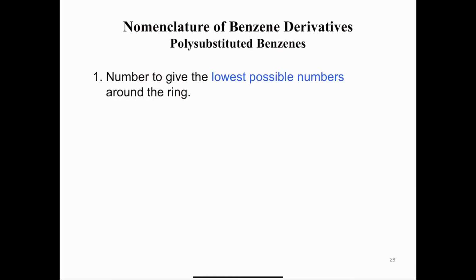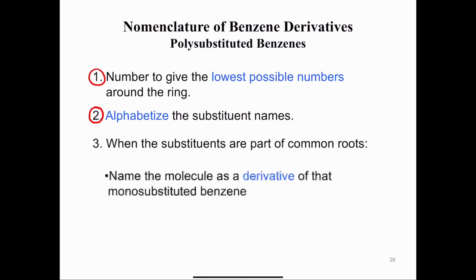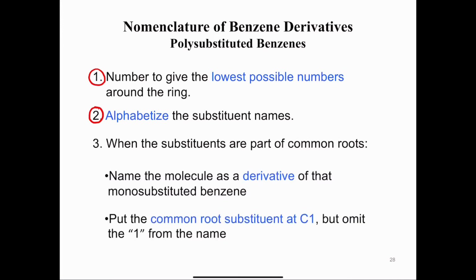Let's try naming some polysubstituted benzenes using the following rules. So first, we're going to give the lowest possible numbers to the substituents around the ring. Next, we're going to alphabetize the substituent names. So of course, chloro would come before ethyl, and ethyl would come before propyl, so on and so forth. Then, when the substituents are part of common roots, and the common roots would be things like toluene, aniline, phenol, or benzoic acid, what we're going to do then is name the molecule as a derivative of that monosubstituted benzene. Again, toluene, phenol, aniline, or benzoic acid. And then we're going to put the common root substituent at C1, but omit 1 from the name.